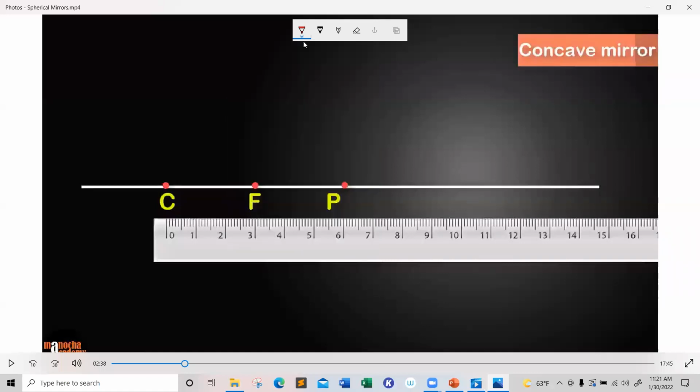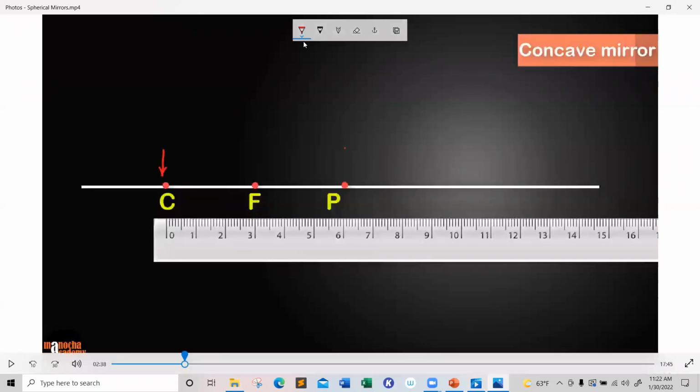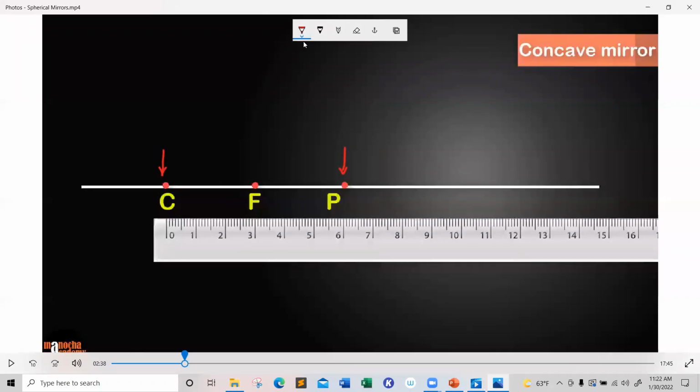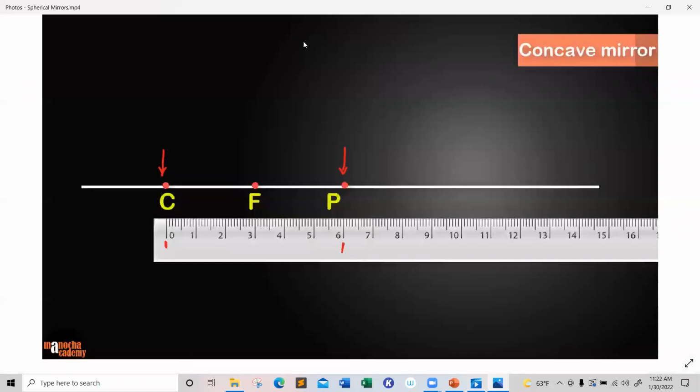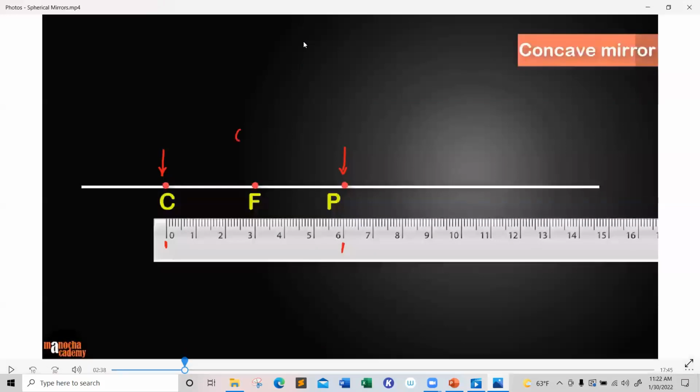So let us discuss this one. You can see that this is the center of curvature, right? And this is the pole. Okay. And from the center of curvature, you can see starting from 0, it is up to 6. So if it is in centimeters, we can say that from the center of curvature to the pole, it is 6 centimeters. Can I say this one?